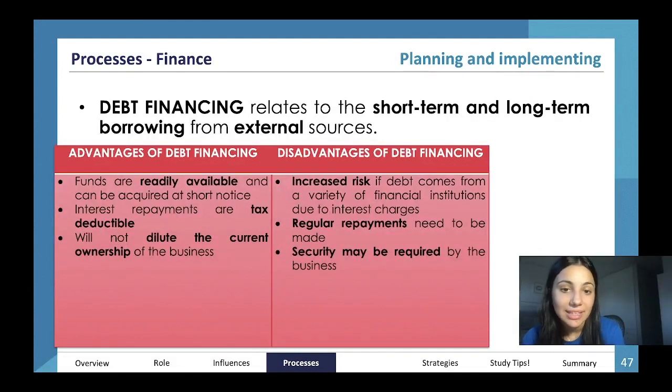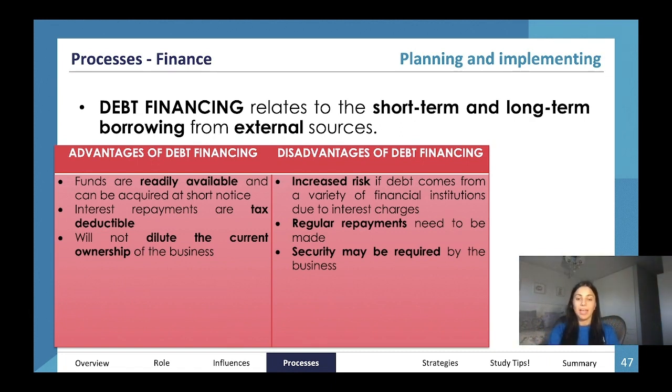Now, debt financing relates to short and long-term borrowing from external sources. Debt financing also links to influences, so that's why I wanted to talk about this point. The advantages of debt financing are that funds are readily available and can be acquired at short notice. The interest repayments are tax deductible as well, and it doesn't dilute the current ownership of the business.